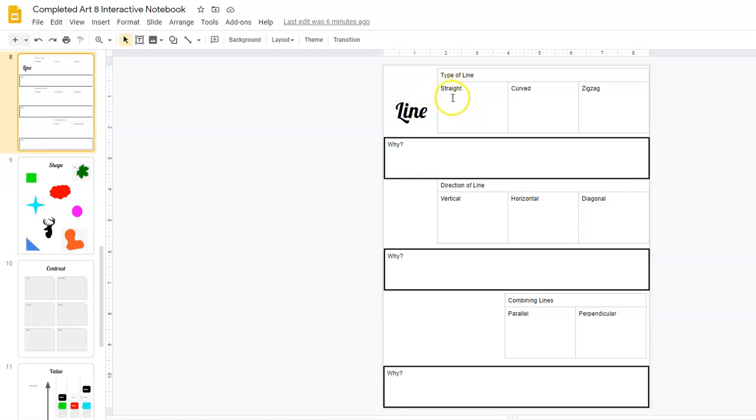The first kind of line that we work on is going to be a straight line. So you go to your little line tool over here, and you can just draw yourself a straight line. A straight line is just a line that doesn't bend, doesn't change direction.